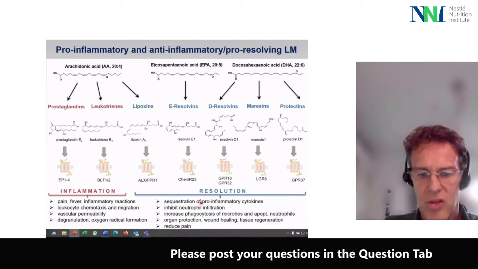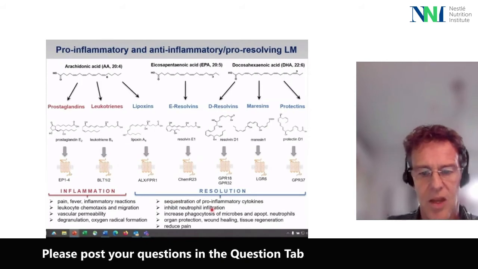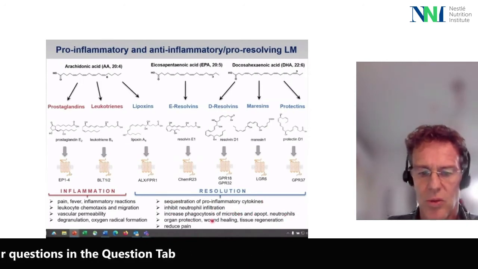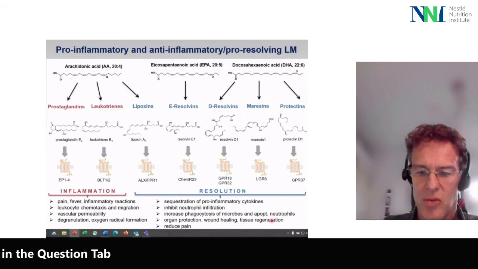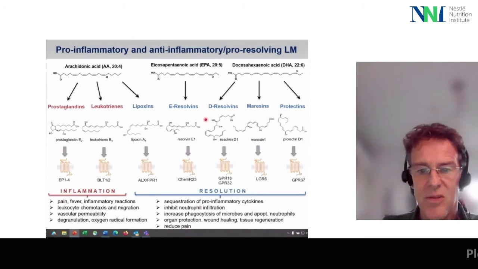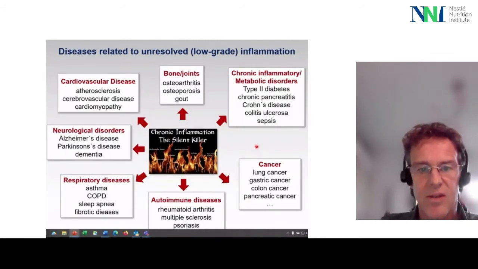They cause sequestration of pro-inflammatory cytokines, inhibit neutrophil infiltration, and increase phagocytosis of microbes and apoptotic neutrophils. They are organ protective, promote wound healing and tissue regeneration, and eventually reduce pain. So clearly, these beneficial effects are of interest in order to treat these unresolved inflammatory diseases.